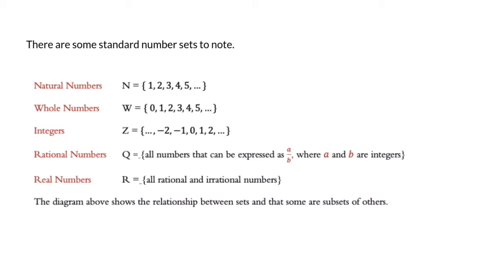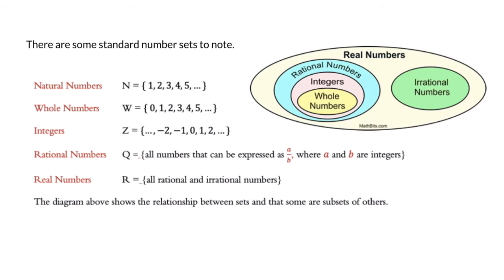The diagram above shows the relationship between all of these. So we have our whole numbers, a subset of the integers, which is a subset of rational numbers, and all the rational numbers and irrational numbers make up real numbers. So you can think of real numbers as just all the numbers to the left and right of 0 on the x-axis. Sometimes we'll use set notation like this to show that they are subsets.